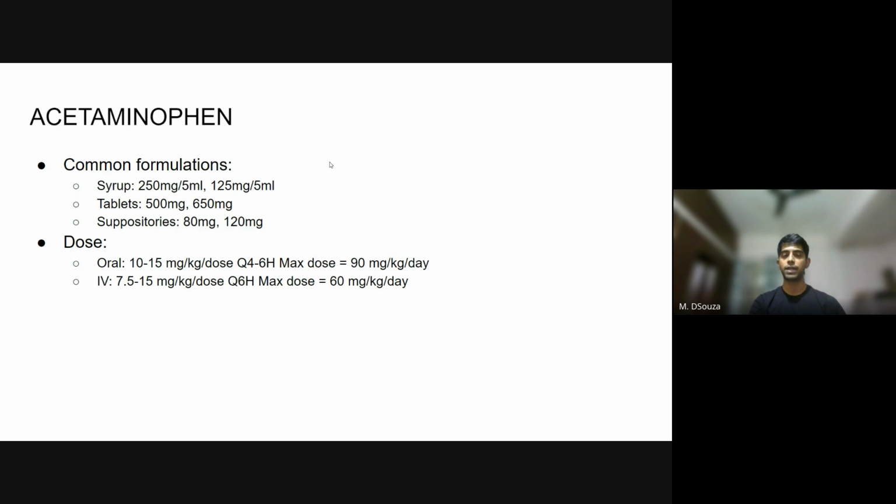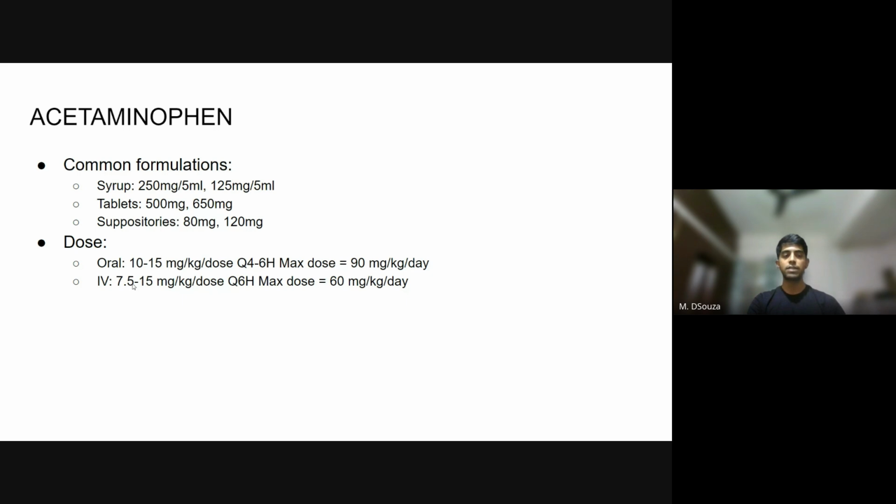This could be given maximum, usually 6 hourly is what we would go, with a maximum dose of 90 mg per kg per day. But this 90 mg per kg per day could also be broken down into 4 hourly doses, in which you can give up to 6 doses per day.